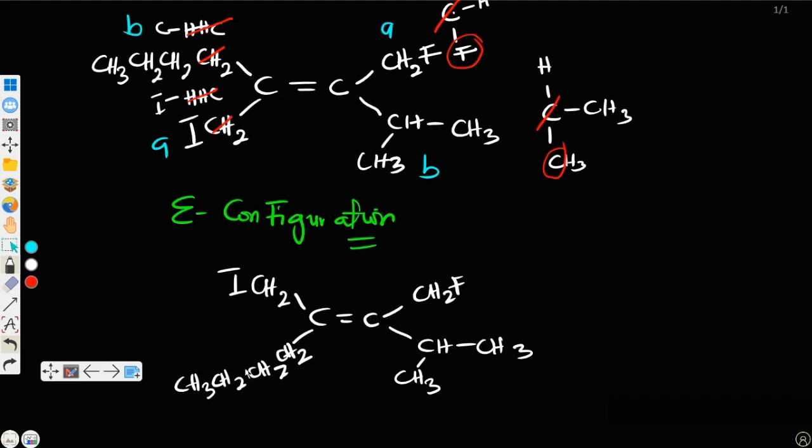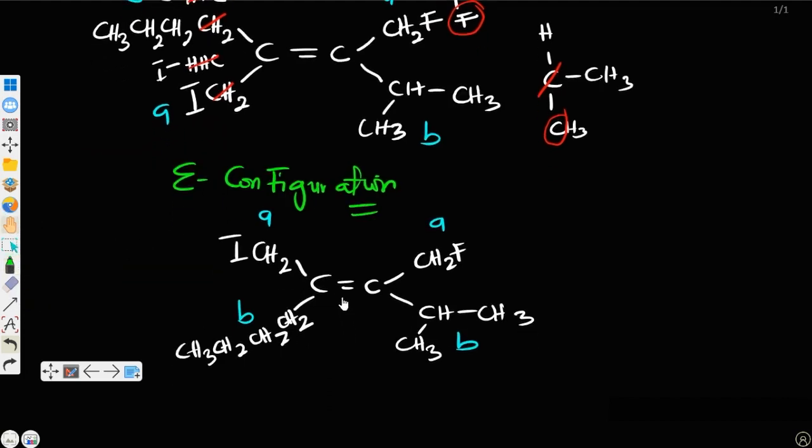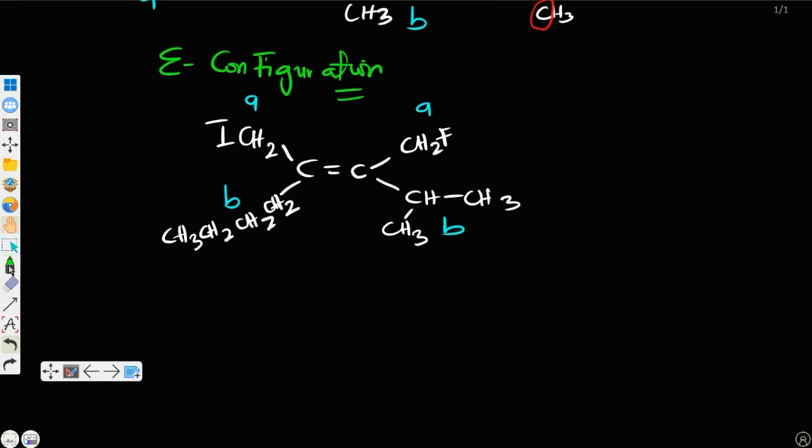So at the end of the day, this one here is called what? A. This is B. Here is A. Here is B. So that at the end of the day, what configuration are we going to say is this configuration here? This one is the Z isomer, or Z configuration. Alright? So that's basically how to go about this. Alright, so let's see another question.